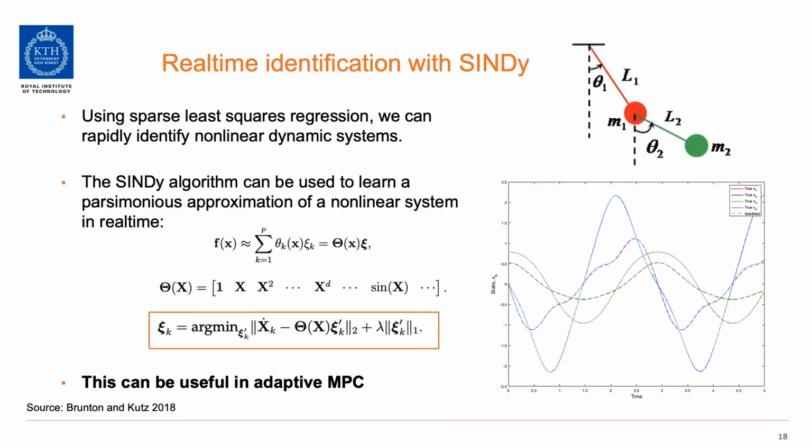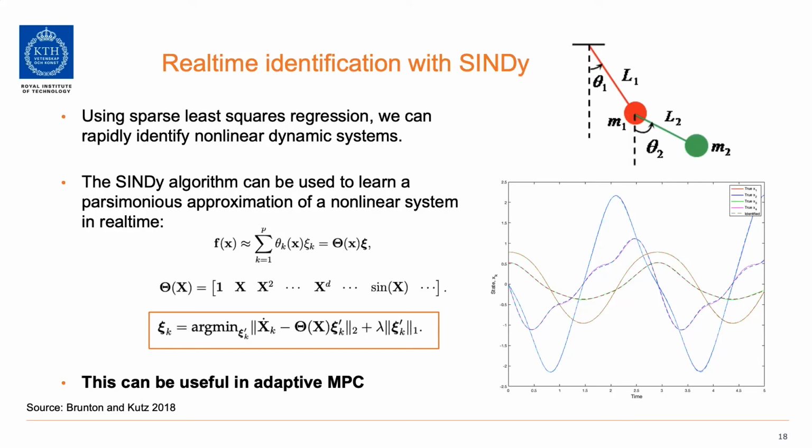I've been looking at real-time identification. So if you want to identify the system immediately, as soon as you get some data in, you can use sparse regression. Here you want to do some linear regression. You don't want to do something too complex because you want it to work quickly. So using sparse least squares regression, you can rapidly identify nonlinear systems.